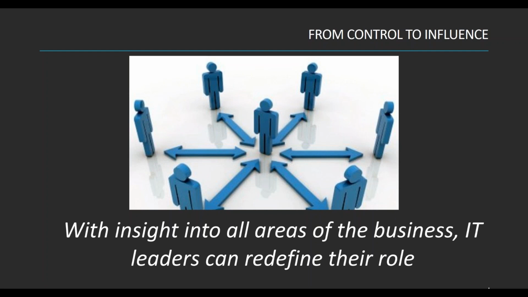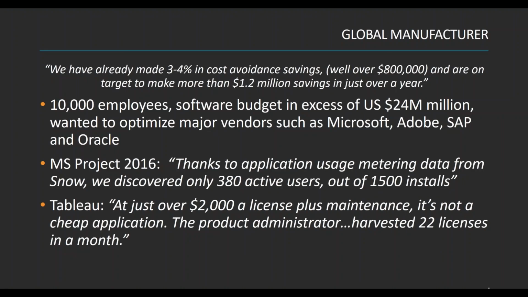So that's where they can maintain their importance, as their role changes from command and control to one of influencer. Let's give a few examples of where that's been true. These are some Snow customers that we've worked with recently. The first is a global manufacturer, about 10,000 employees, with a $24 million software budget, and they knew they needed to optimize on vendors, especially Microsoft, Adobe, SAP, and Oracle. Those were some of the same ones that Jason mentioned earlier in the call.